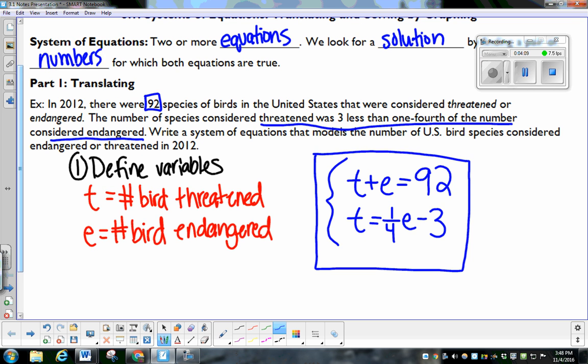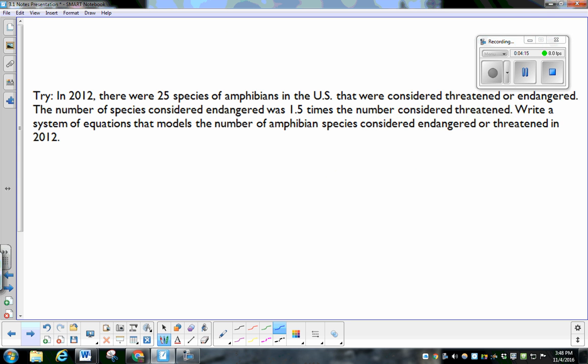All right, if you can see on your handout, I want you guys to try the next problem here. So here's another word problem. It's very similar. I want you guys to try this one.